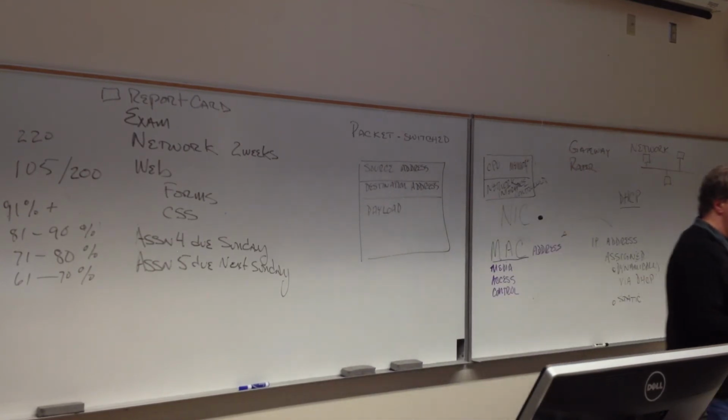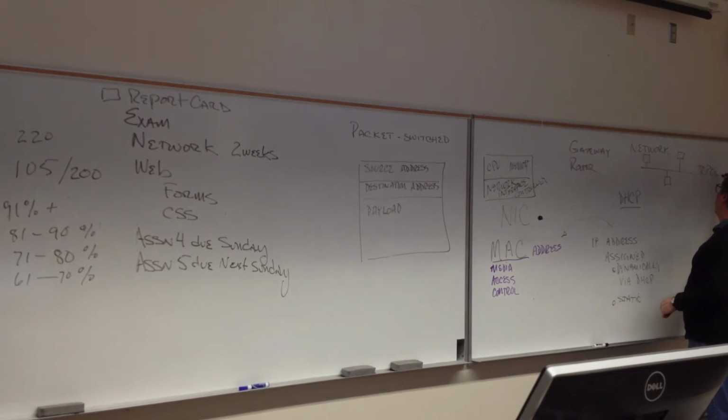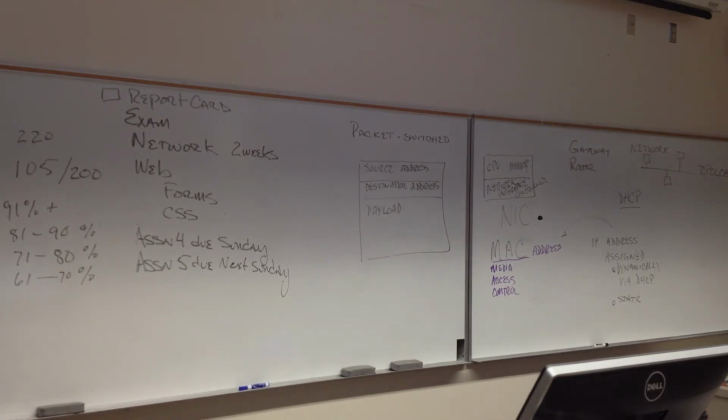There's a number of different topologies. Topology, what does that mean? It means the study of shapes. Topographic is a map of the terrain. Topology is the shape of the network.